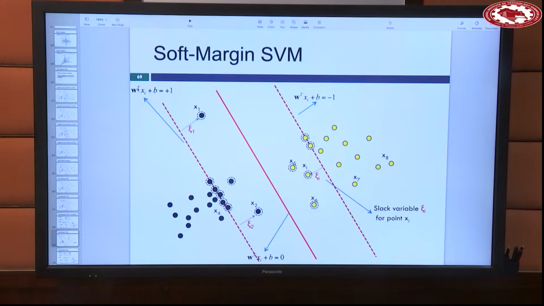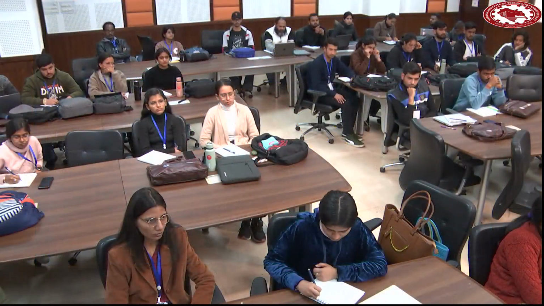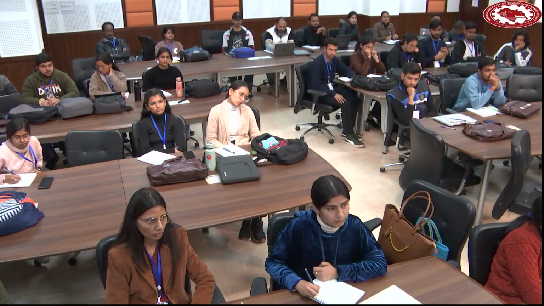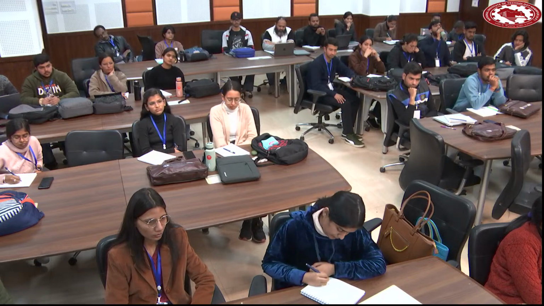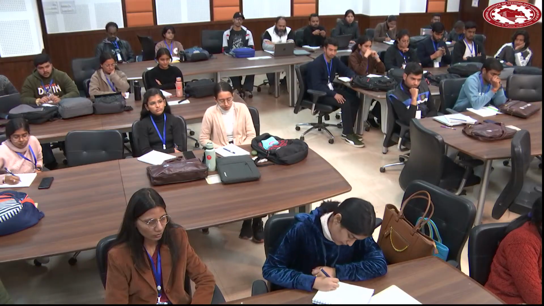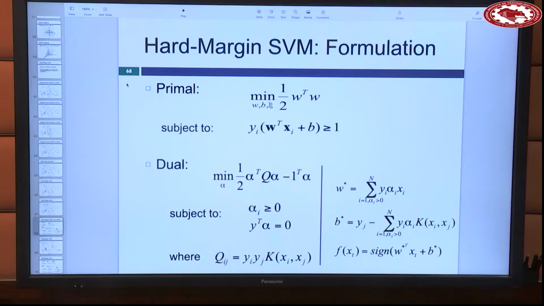So this is SVM, this is soft margin. In hard margin, we are not allowing any sample to come inside the margin. In soft margin, we are allowing a little bit inside the margin. So for hard margin, this is basically the equation of the plane. W is the parameter, and W transpose xi plus B equal to 0 is the general linear hypothesis.